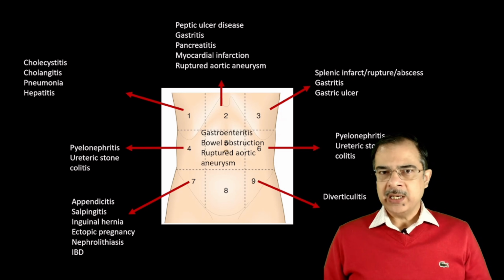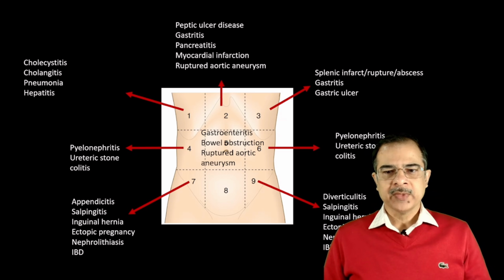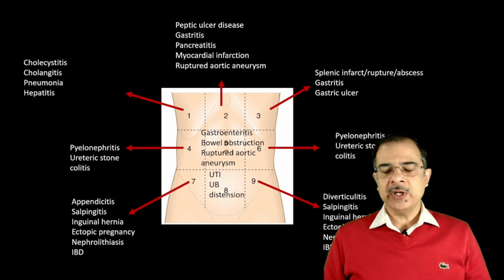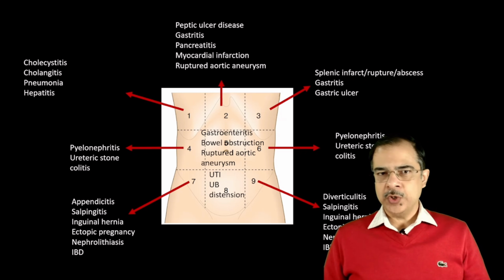Same will be on the left side, but the pain will be of diverticulitis, and other causes will be similar, like inguinal hernia, ectopic pregnancy, or nephrolithiasis and inflammatory bowel disease. While in the suprapubic area, the pain will be of urine infections like cystitis, or can be urinary bladder distension. So this is a very important diagram to understand where exactly the pain is located.